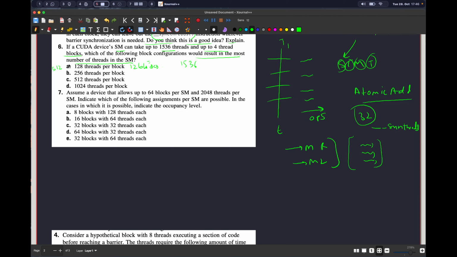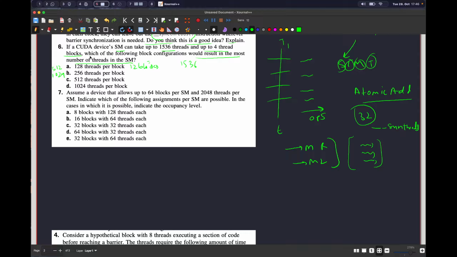In option B, the total number of blocks would be 1536 divided by 256, which comes out to be 6 blocks, which is more than 4. So at most, we can have 4 blocks. So total number of threads in this case will be 4 times 256, which is 1024.